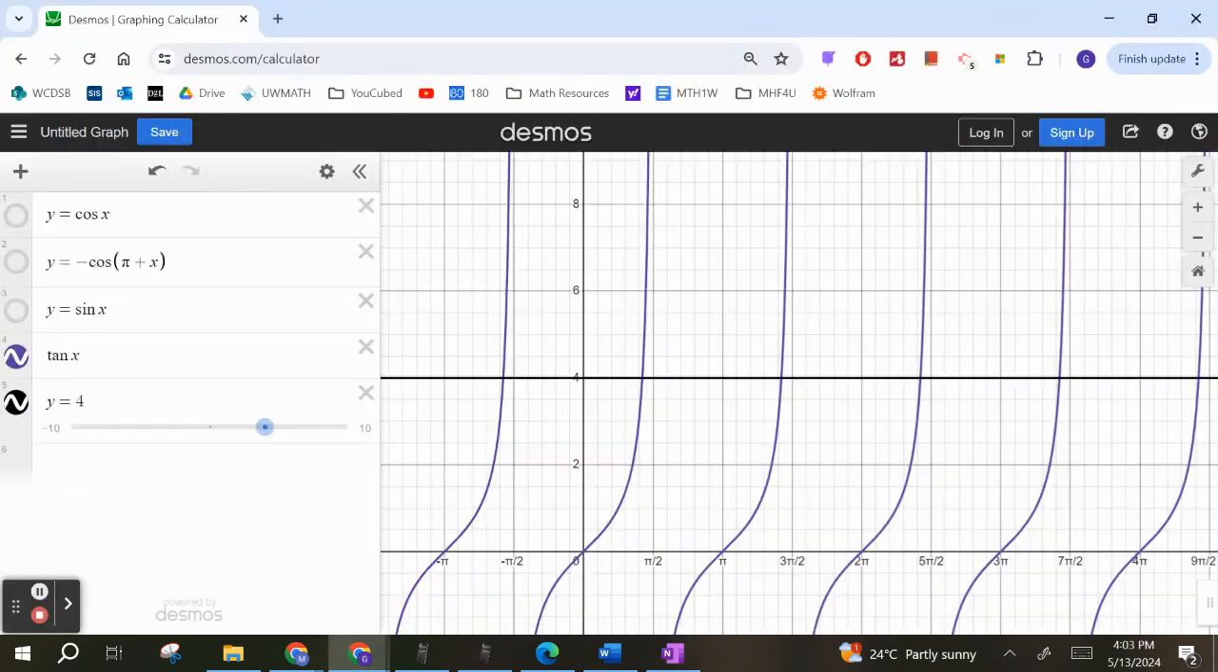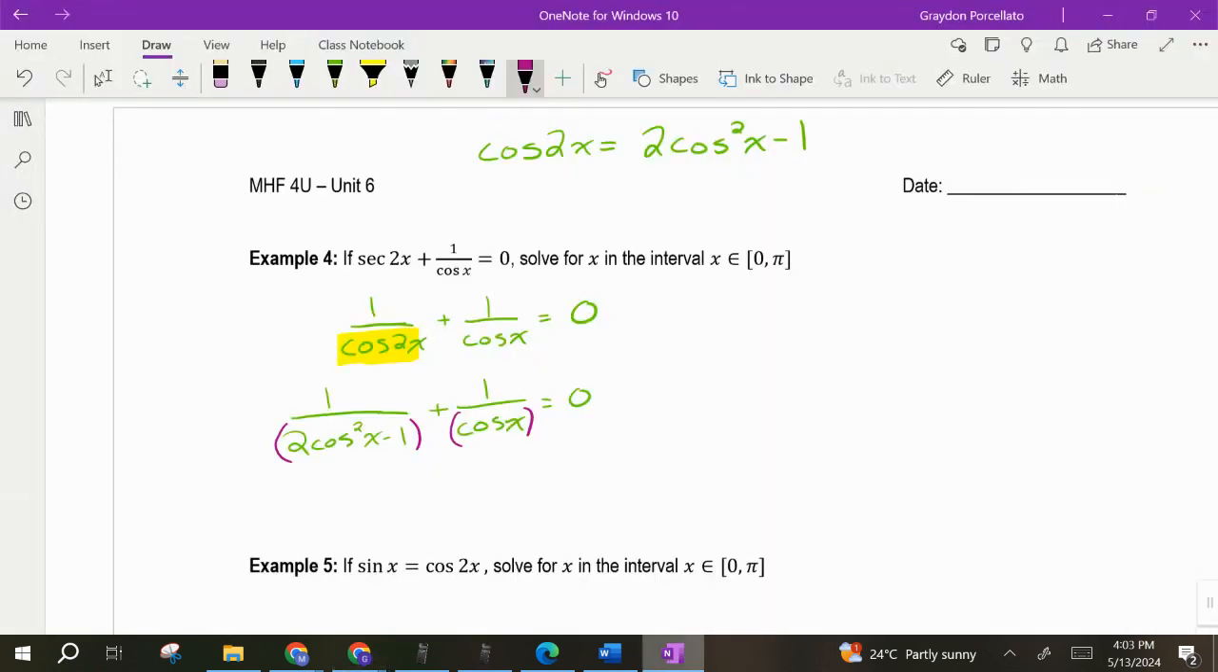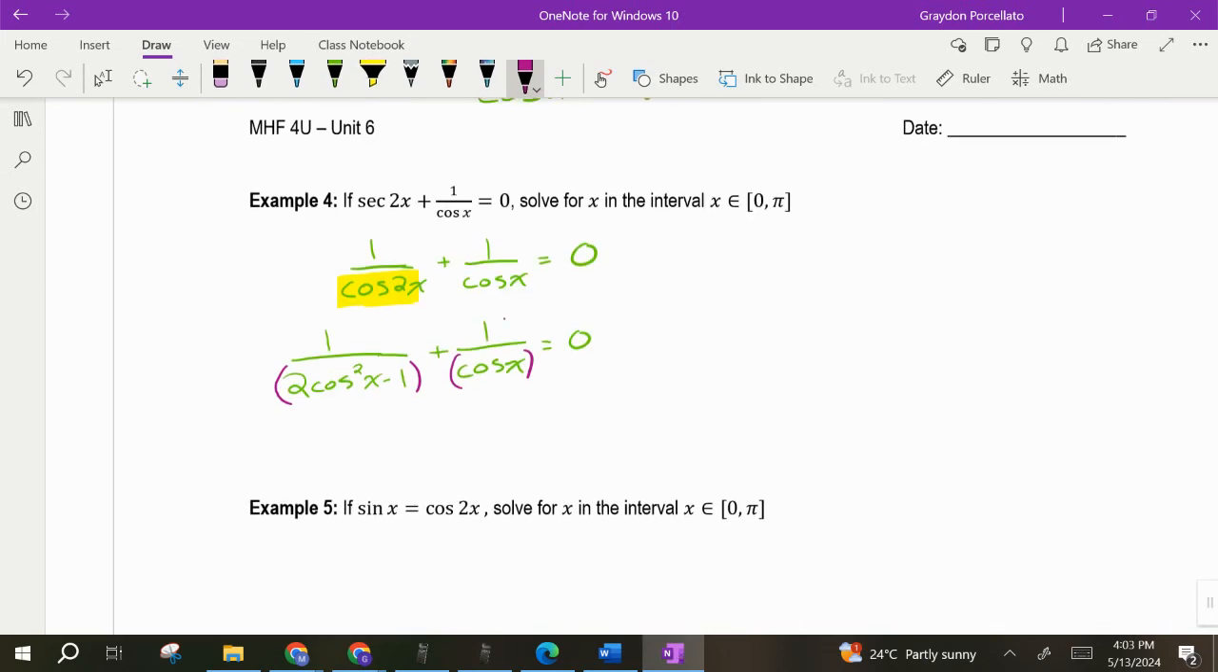I'm going to cross multiply here. I'm going to multiply the top and bottom of this function by 2 cos squared x minus 1, and the bottom by 2 cos squared x minus 1. I'm going to do the same over here. I'm going to multiply this one by cos x and cos x. That's going to get me a common denominator.